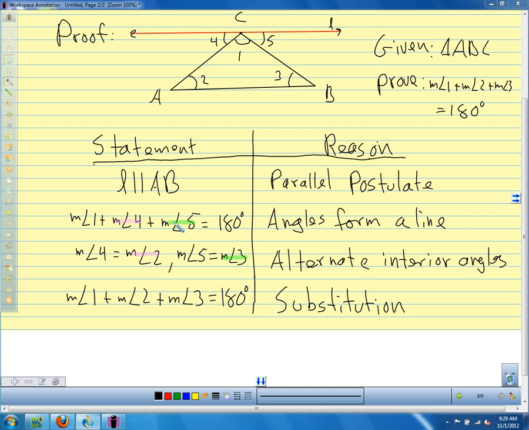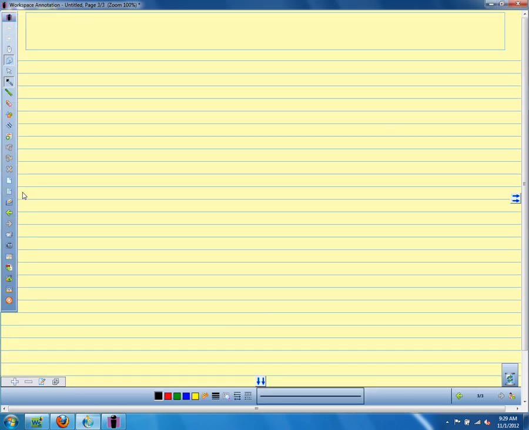There are not proofs on the quiz, but there are proofs on the test. All right, we have one more thing to talk about today. That's kind of related. The exterior angle theorem.